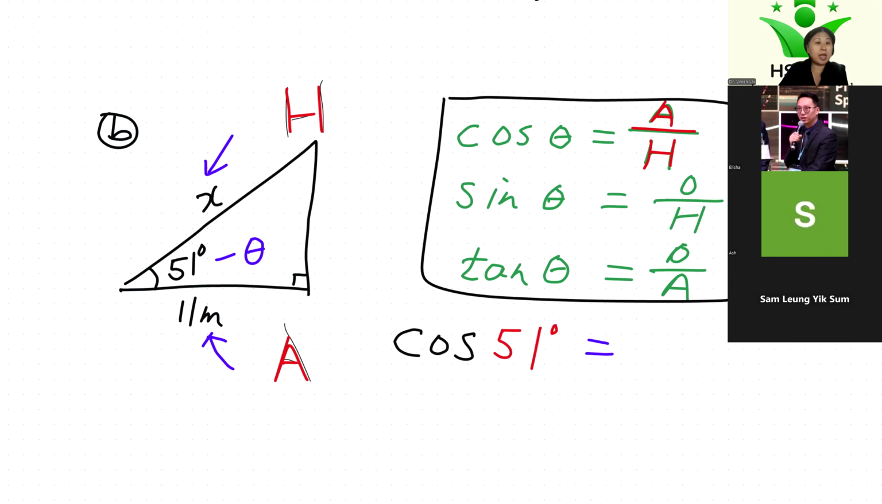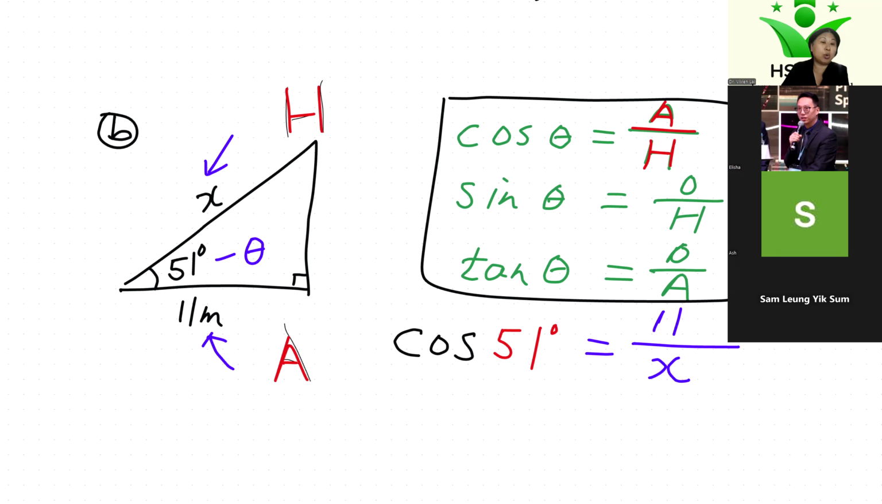And now look at the H, what is our H? It is X, okay? So we already set up the cosine, and now we solve this equation, that's it. We need to find X.